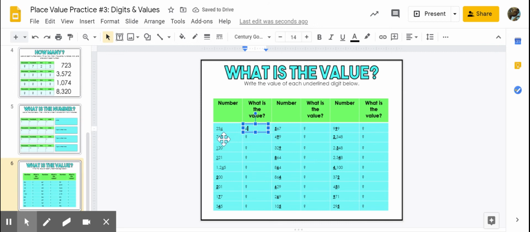In the next one, we have 765. The underlined number is in our tens place, or 6 tens. So 6 tens would be 60. That underlined 6 has a value of 60. And I'll do one more example in the hundreds place. 120 with my hundreds place underlined. That 1 in the hundreds place represents one group of 100 or just 100.